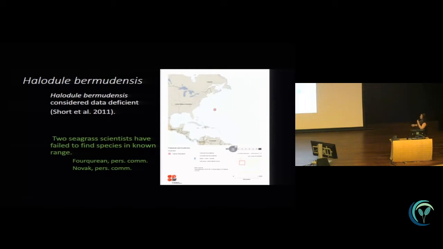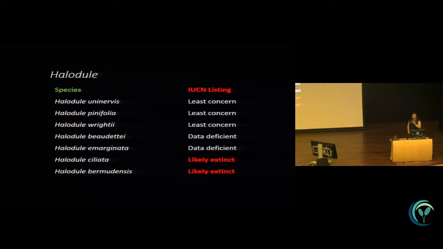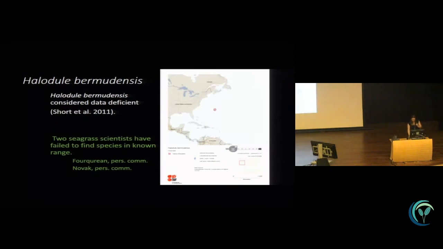Okay, and then the last Halodule we're going to talk about is Bermudensis. It was described from a specimen in Bermuda. And now two other seagrass scientists have gone to Bermuda and haven't been able to find it. Not sure when that was. I don't have any dates on that. That's the last thing. Oh, good. That's recent. I'm going to write that down.